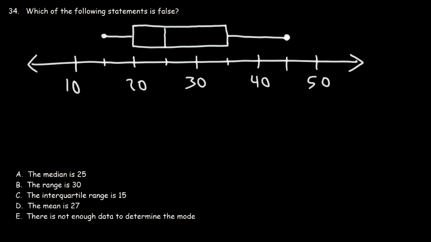Number 34. Which of the following statements is false? So go ahead and take a minute to work on this problem. So what we have here is a box and whisker plot. This number here is the minimum. This is the maximum. Now, this value here is known as the first quartile. This value here is the second quartile. And this is the third quartile.